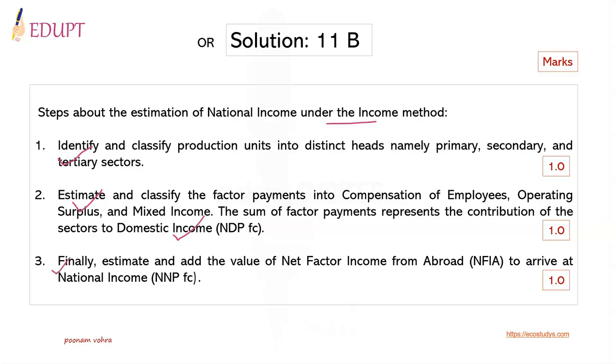Then third and final step is estimate and add the value of net factor income from abroad to arrive at national income, which is NNP at factor cost. 3 points and 1 mark is allotted to each point. Clear cut. So be careful in writing the steps in a concise and clear manner.